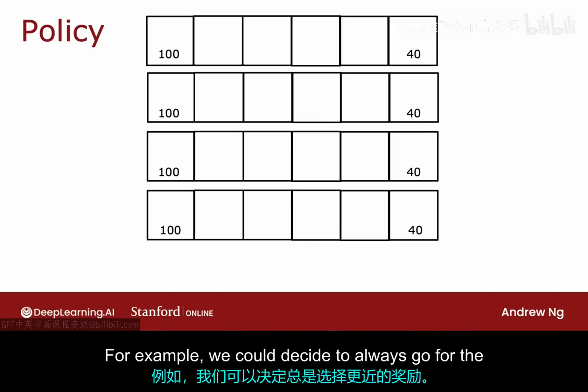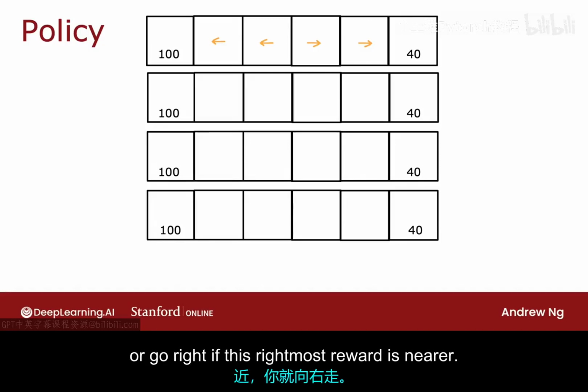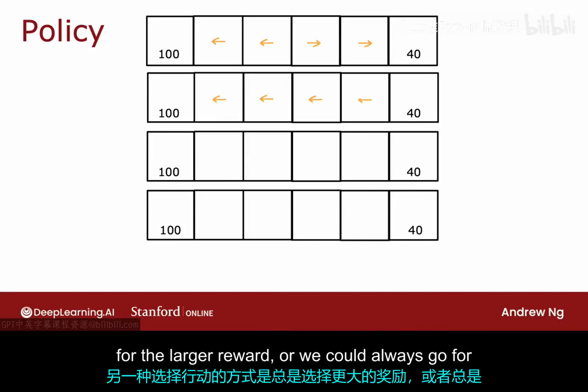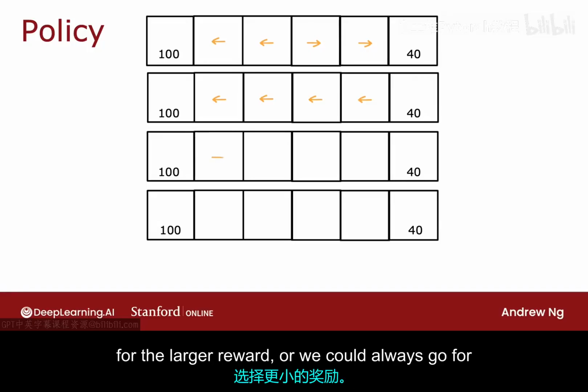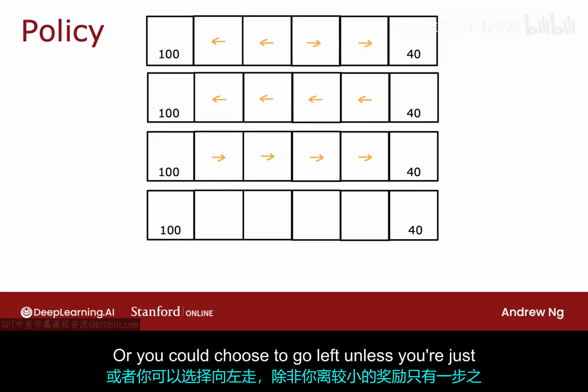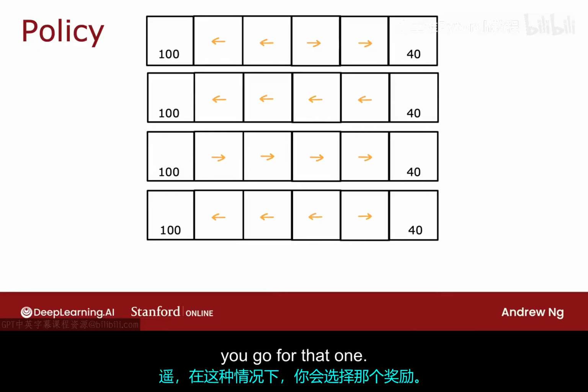learning problem. For example, we could decide to always go for the nearer reward. So you go left if this leftmost reward is nearer, or go right if this rightmost reward is nearer. Another way we could choose actions is to always go for the larger reward. Or we could always go for the smaller reward. Doesn't seem like a good idea, but it is another option. Or you could choose to go left unless you're just one step away from the lesser reward, in which case you go for that one.